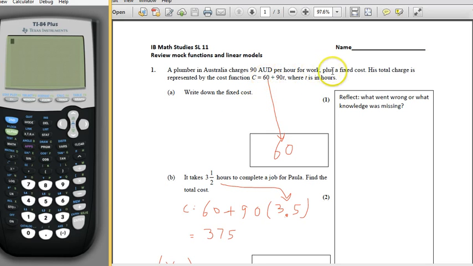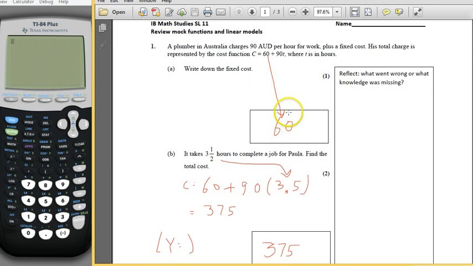Okay, the fixed cost they just said is the plus on top of the 90 times time, so it's just the 60, right? So we put 60 here. And then it's also the y-intercept. It corresponds to the initial fee for the bowling problem that we did in the investigation. So you can think of it a variety of different ways, right?